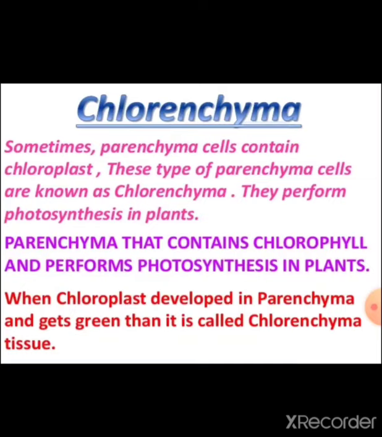Chlorenchyma is another specialized form of parenchyma. Sometimes parenchyma cells contain chloroplasts. These types of parenchyma cells are known as chlorenchyma. They perform photosynthesis in plants. Parenchyma that contains chlorophyll and performs photosynthesis in plants is known as chlorenchyma. When chloroplasts develop in parenchyma and it gets green, this is also called chlorenchyma tissue.